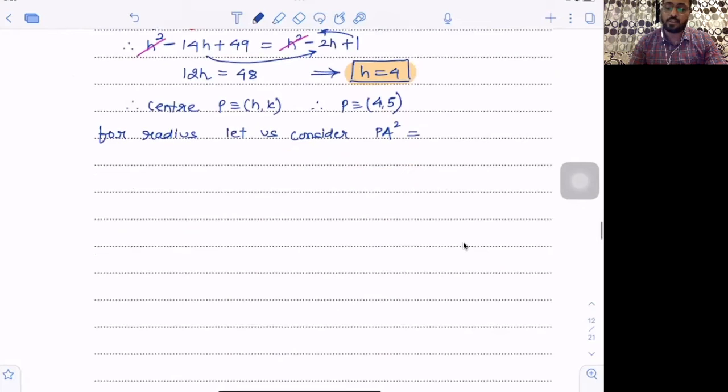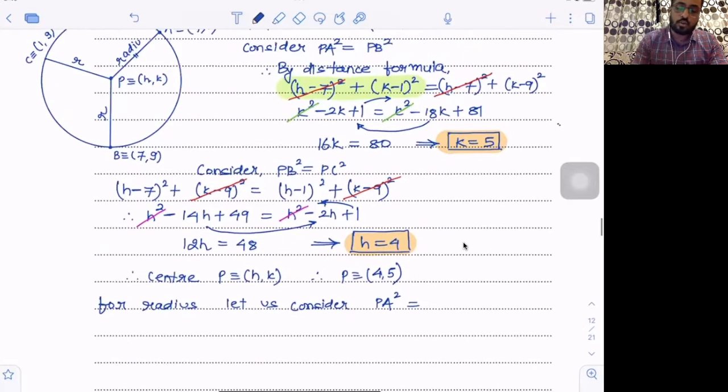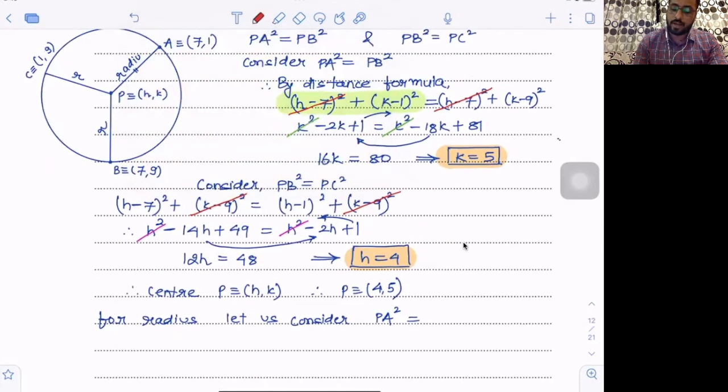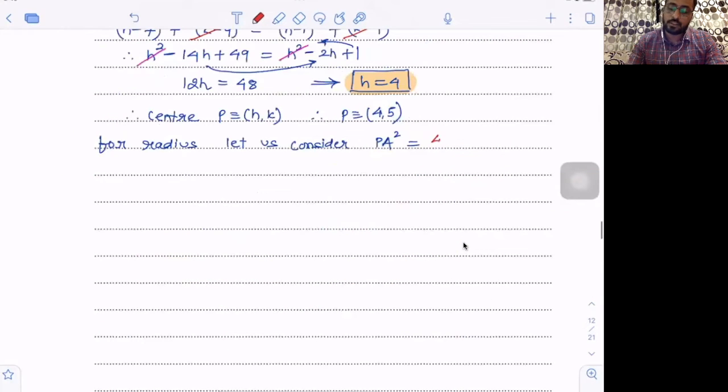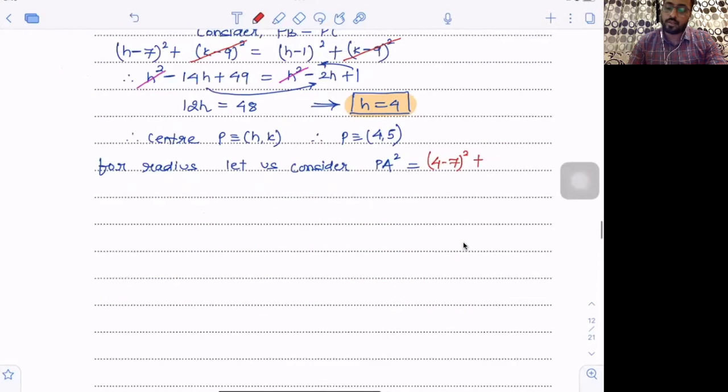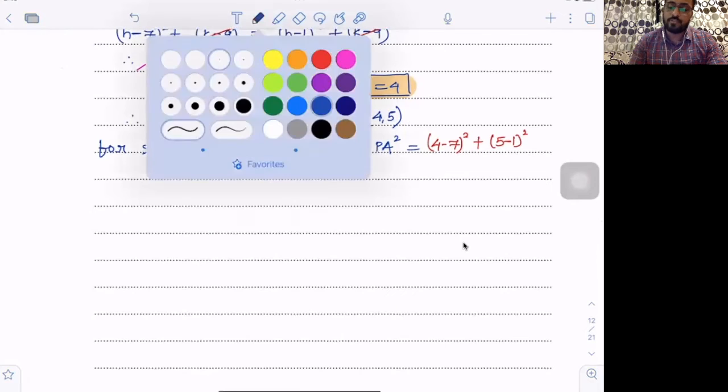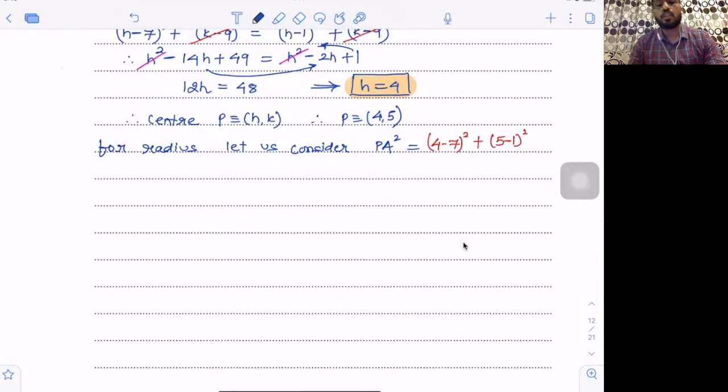So H minus 7, so H is 4. Right, so I've got the coordinates of the center. I can write the coordinates of the center if I have to. So center is 4 comma 5. Those are the coordinates of the center. So that's 4 minus 7 the whole square plus 5 minus 1 the whole square. So that should give me 4 minus 7, which is minus 3. Square of minus 3 will give me 9, plus 5 minus 1, that's 4. 4 square will give me 16, which comes out to be 25.